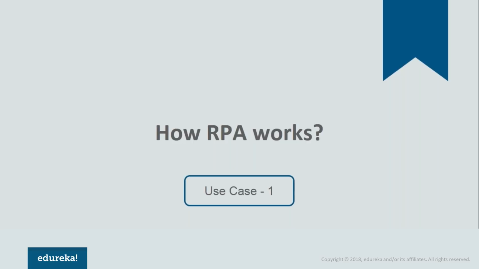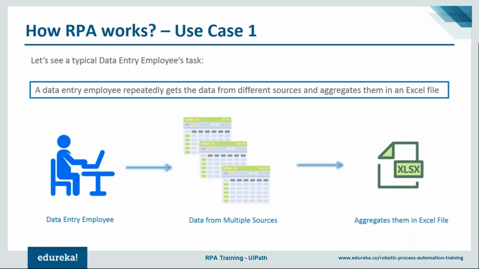So let's see RPA in action. Let's see how RPA would fit in a job which is happening today. Let's talk about a job called the data entry job. This is a basic data entry employee whose daily job is to aggregate data from different sources and put them inside an Excel file. Every day he would go to different sources, take out the data and aggregate them inside one file so that it becomes easier to see. Now, this job can be done by a bot as well because it is repetitive, right?